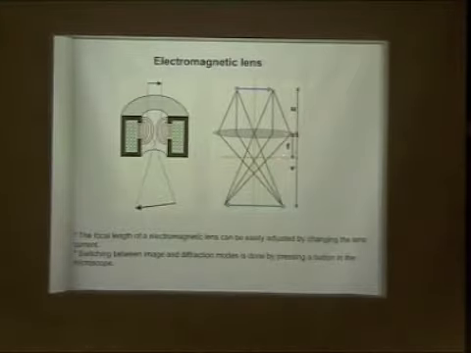Now how do you change this focal length? Just by changing the lens current. You can switch the lens current to change the focal length to a different lens current, and then generate a different focal length, and so on, to change your magnification and all of this.